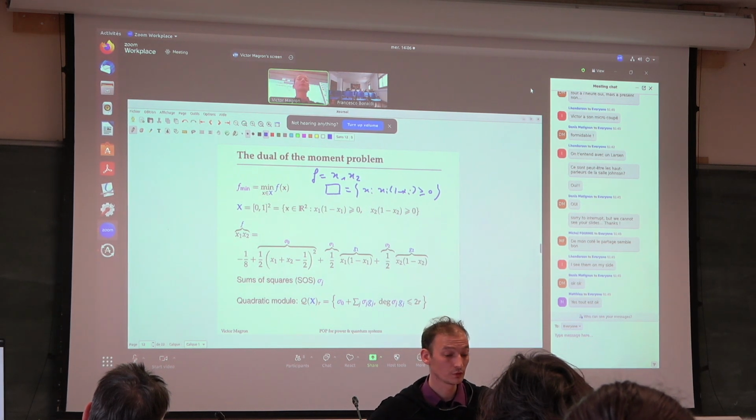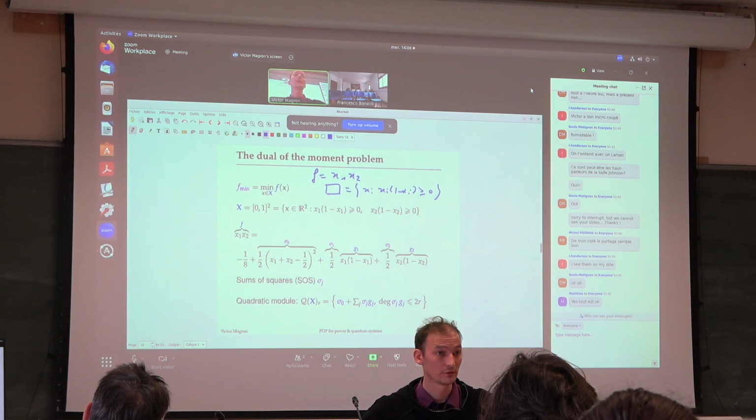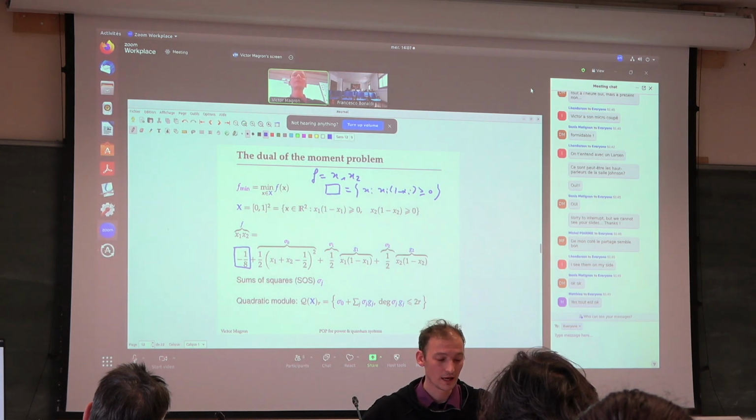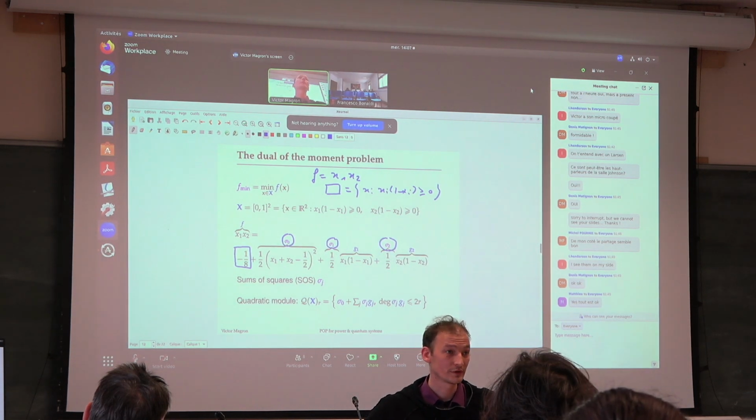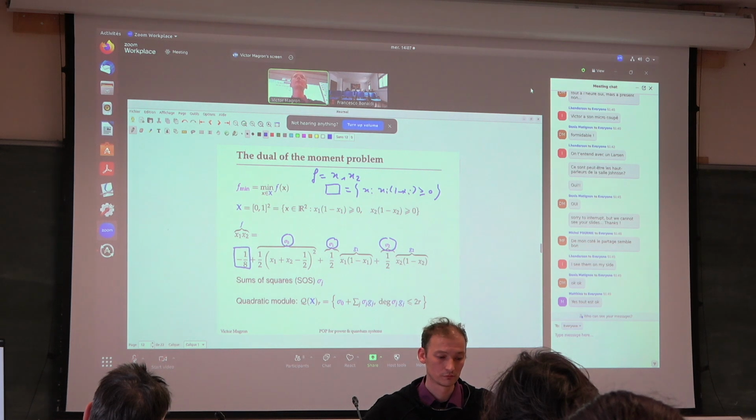And then what I want to do is express f as a sum of squares combination. So what does it mean? It means that here I have a constant. I will talk later about this constant. And then here I have a square. So this is what it is. So a square of degree 2. Here I also have a square. And here I also have a square. So squares and sums of squares are non-negative everywhere, right?